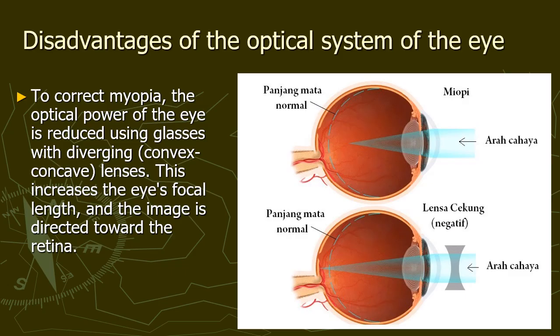In other words, in order to correct myopia, we need to reduce the optical power of the eye. Because there is excessive refraction of light rays, and in this case, the focal length of the eye increases, that is, the image gets on the retina.